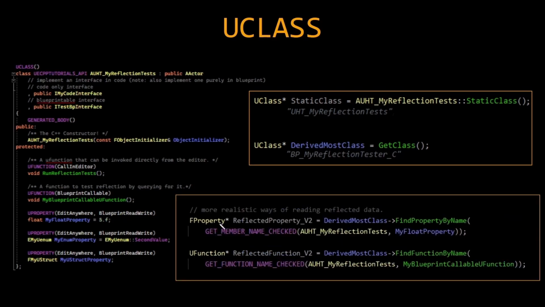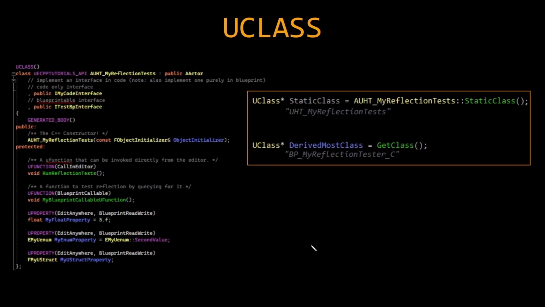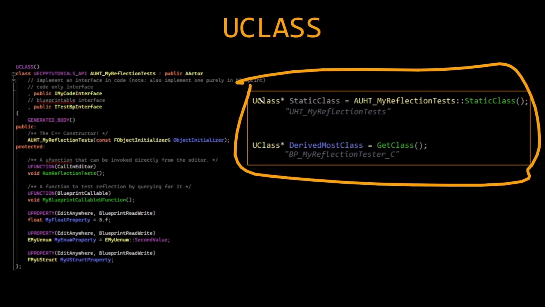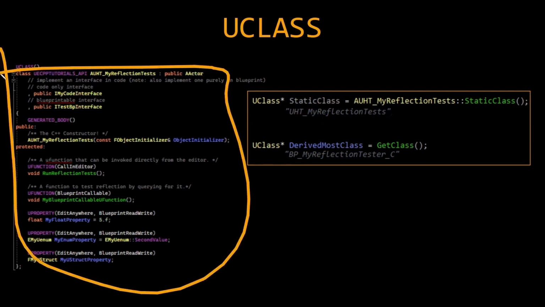And just so you know, you don't have to type a string every time. There is a macro to help you do this type of thing called GetMemberNameChecked, which is a compile time check to make sure that property actually exists on this type. And same thing for function: GetFunctionNameChecked and GetMemberNameChecked. And so we have this ability to request a UClass to get reflected data about a given class.